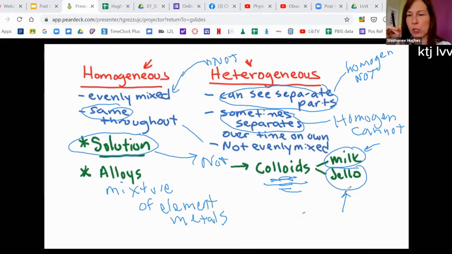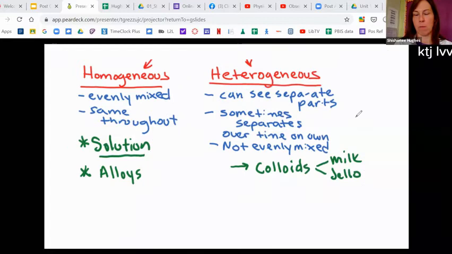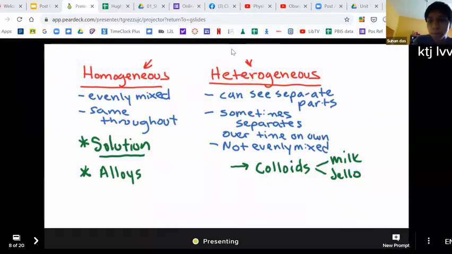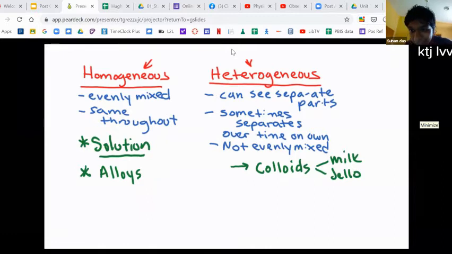Are there any questions about homogeneous and heterogeneous? I have a question. Yeah. So, not all milk has fat. Like, what if you have fat-free milk? Then, if you put it in the microwave, there would be no fat.